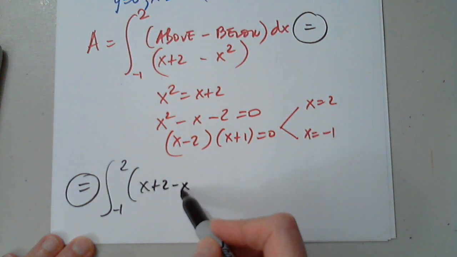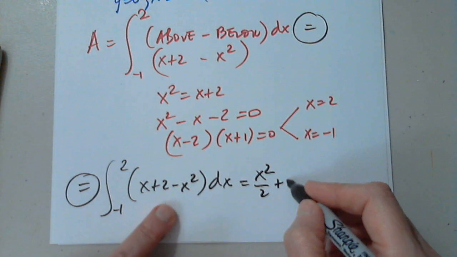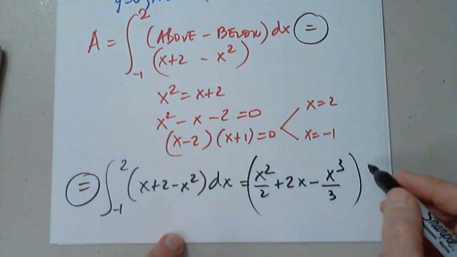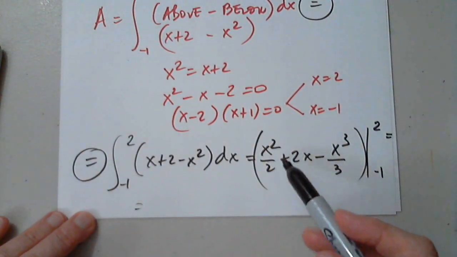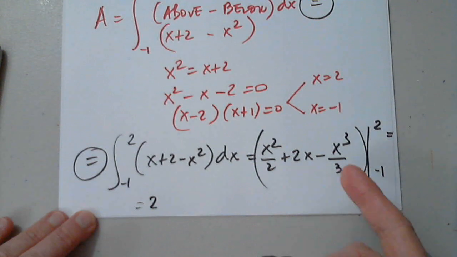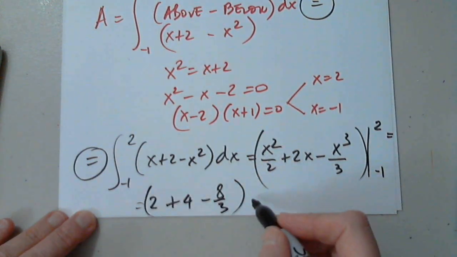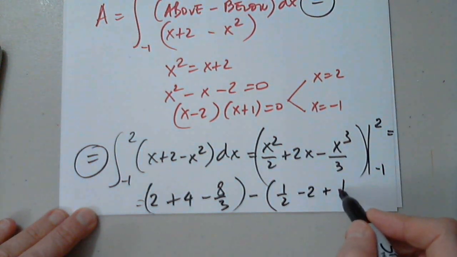From x plus 2 minus x squared dx. So I have x squared over 2 plus 2x minus x to the third over 3, from -1 to 2. So you plug in 2: 4 divided by 2 is 2, plus 4, minus 8/3, and minus, when I plug in -1, 1/2 minus 2 plus 1/3.